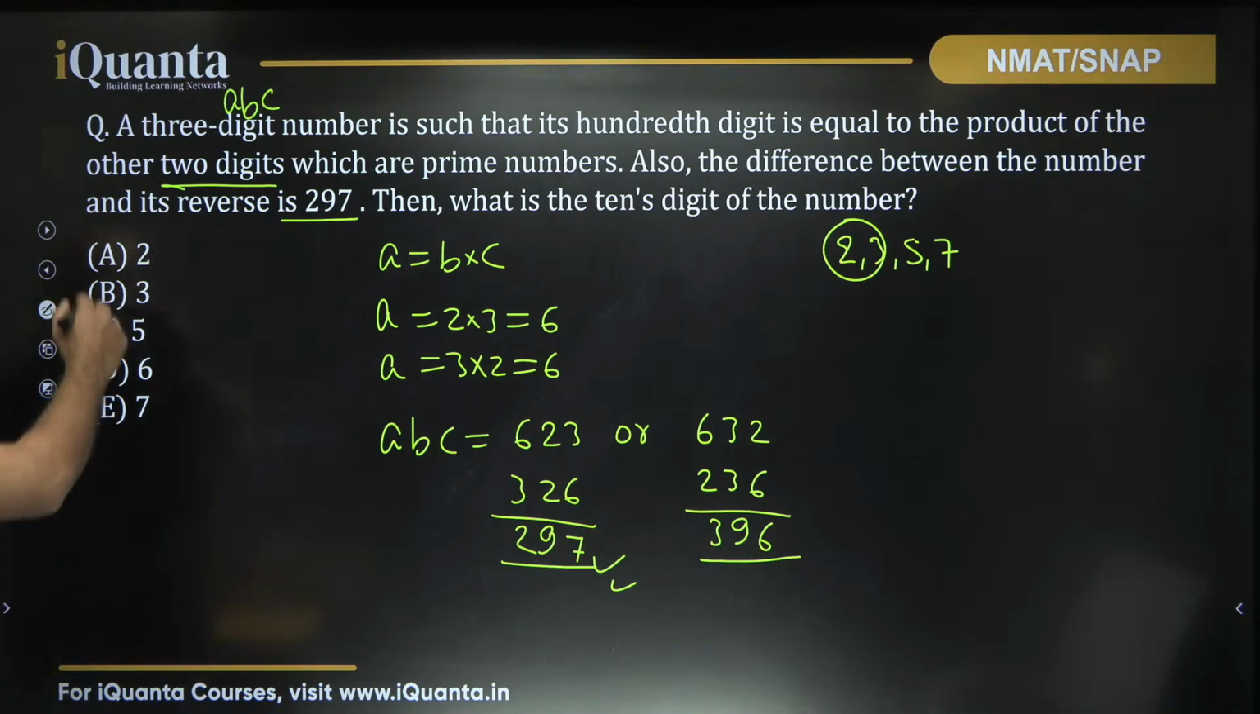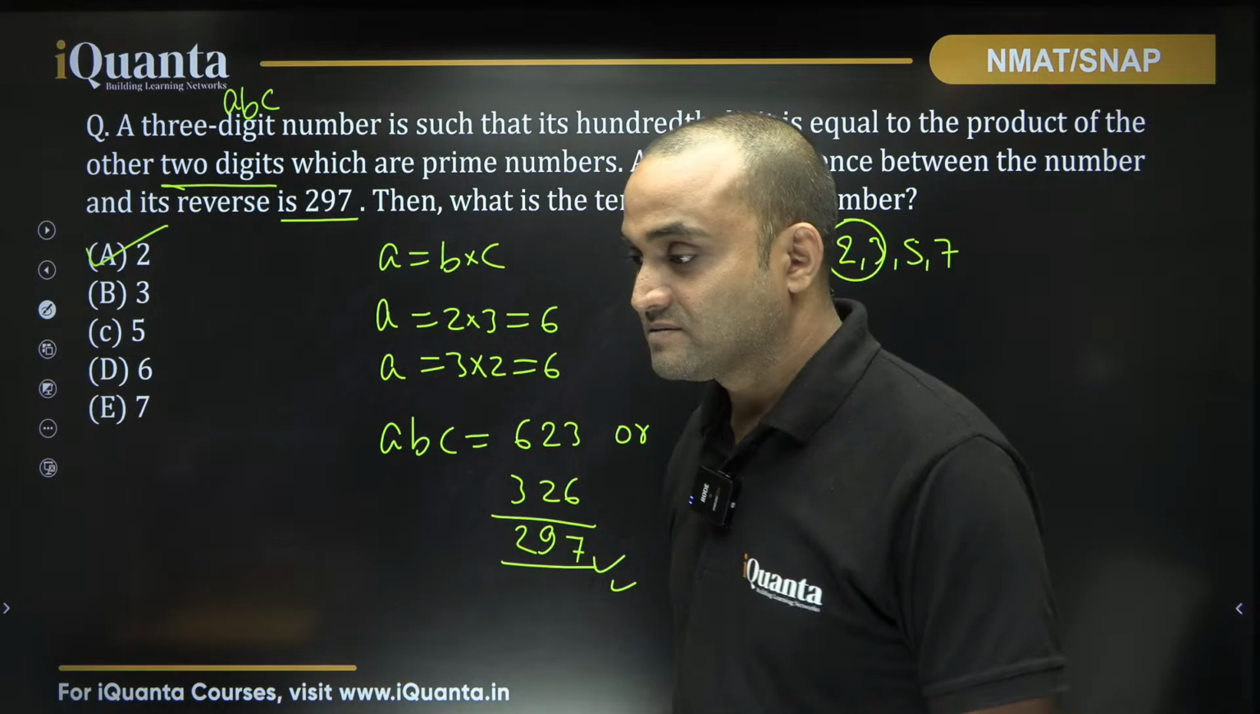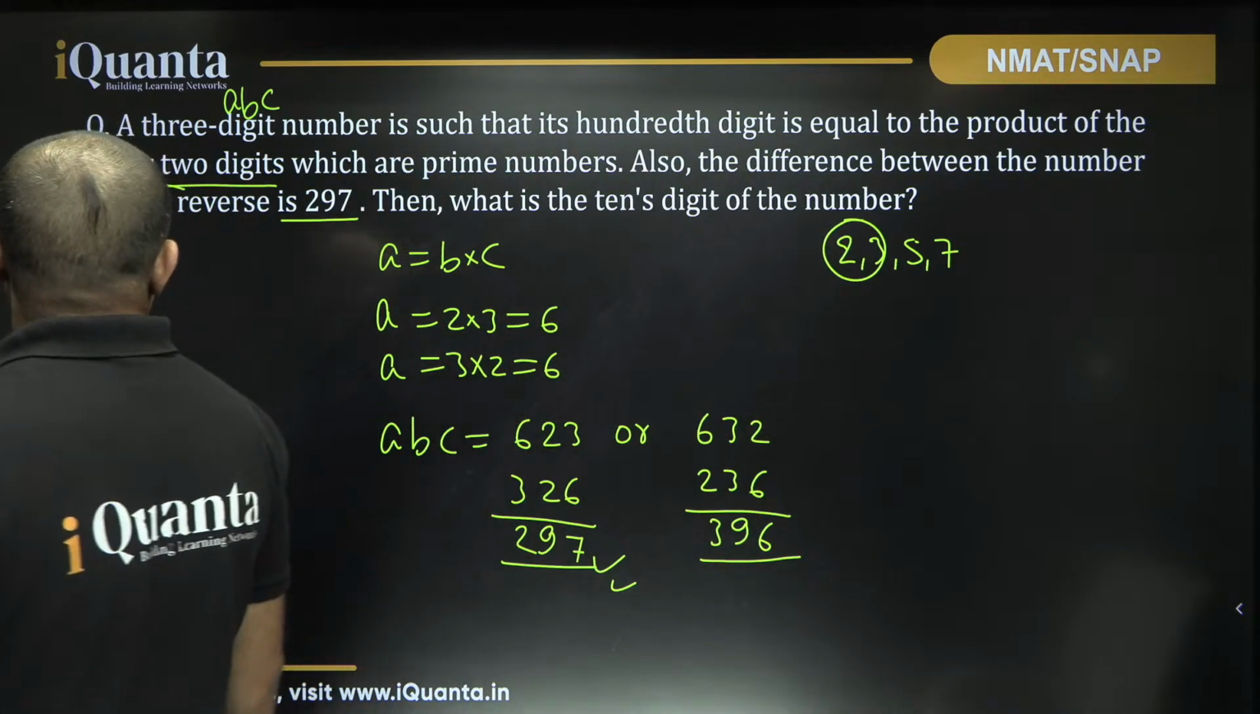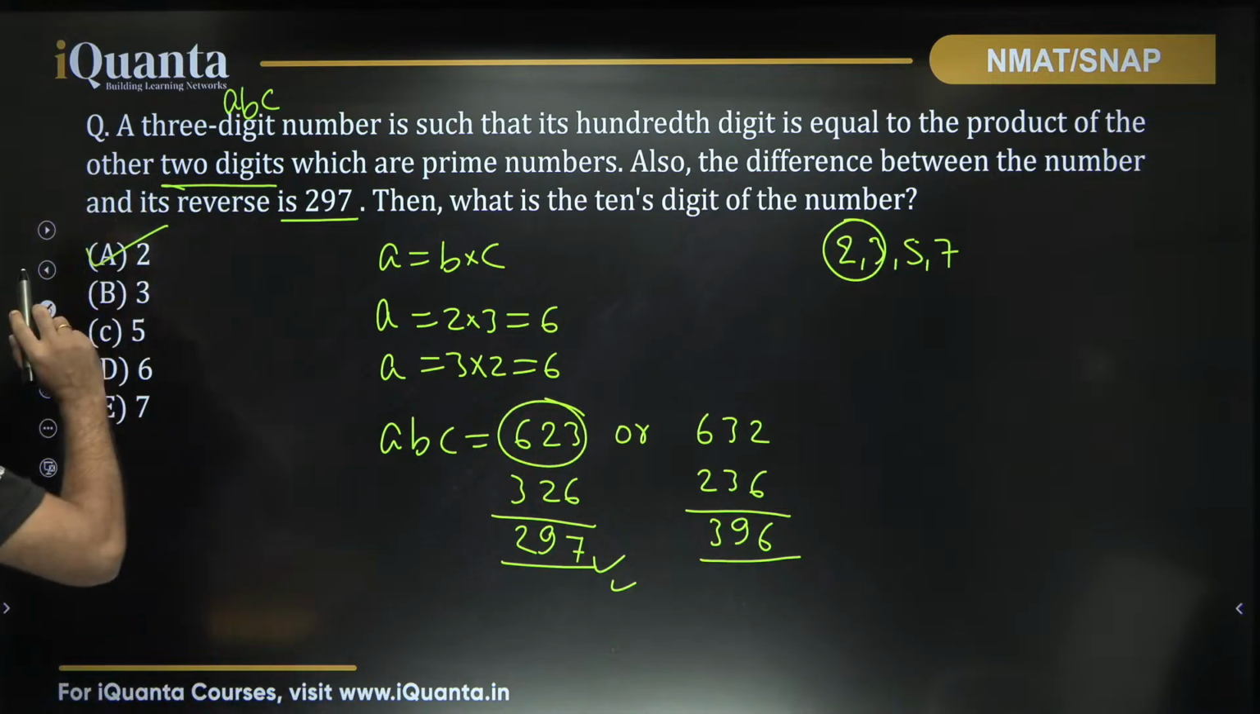So our answer is option A, which is, so our number is 623. The number is 623. So 10th digit will be 2.